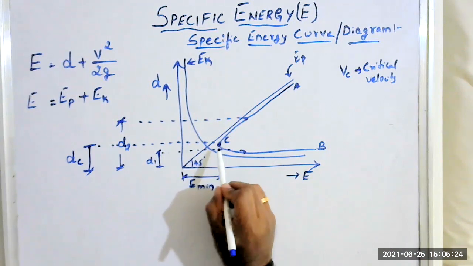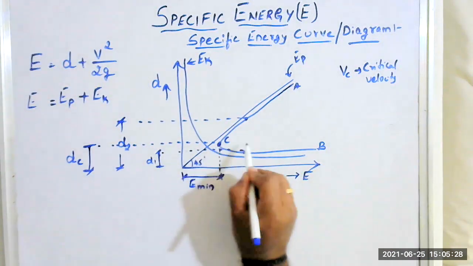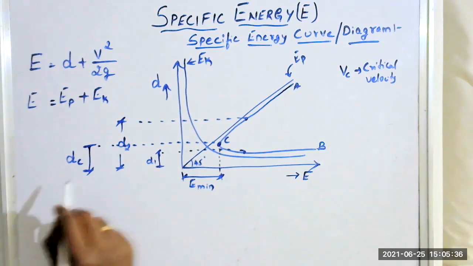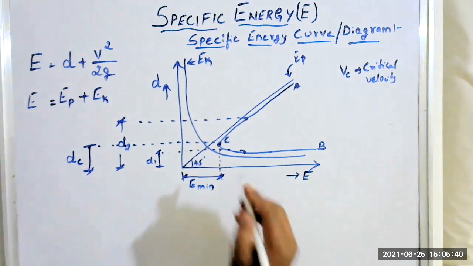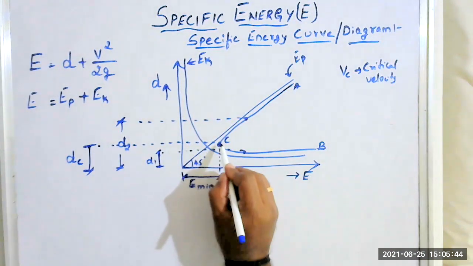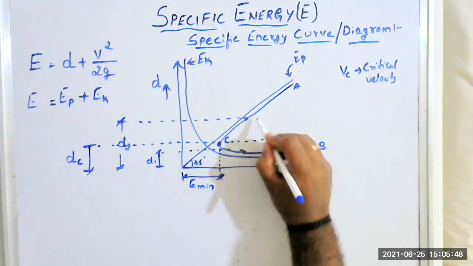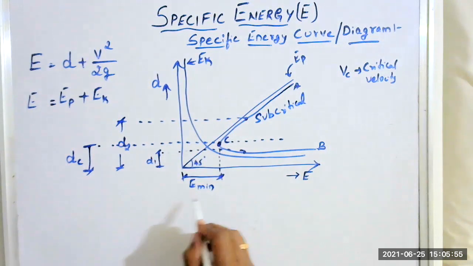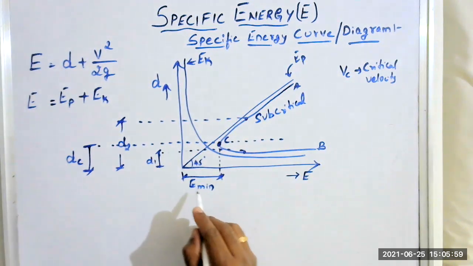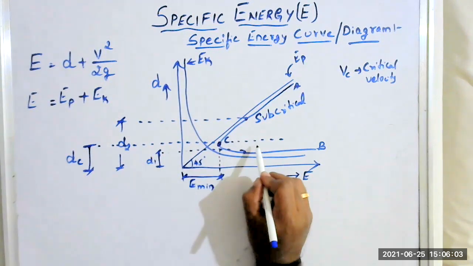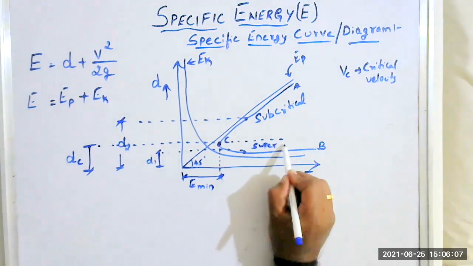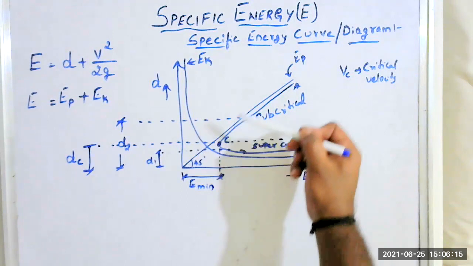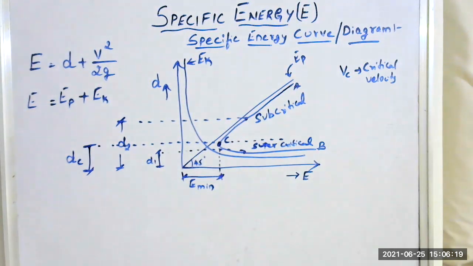You observe this point C; it is called the critical flow condition, where specific energy is minimum, depth is critical depth, and velocity is critical velocity. If the flow is above this point C, where the energy is greater than the minimum specific energy, it is known as subcritical flow. If it is below, it is called supercritical flow.